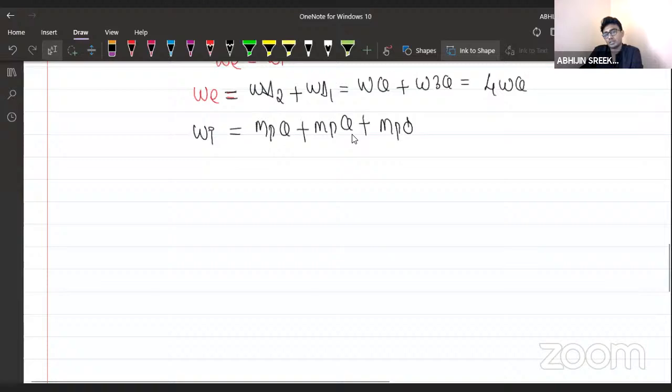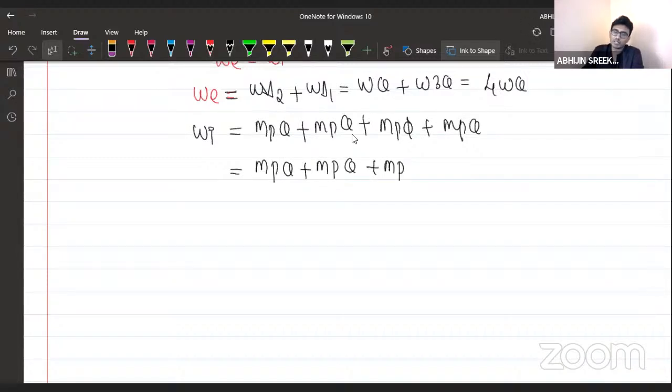MP into 5 plus MP into 5. This is the internal work done. But we have to write it in terms of theta or in terms of phi. I'm writing it in terms of theta. So phi is equal to 3 theta. I know that. MP into 3 theta. Total will be equal to 8 MP theta.